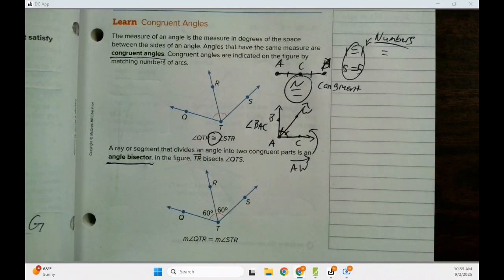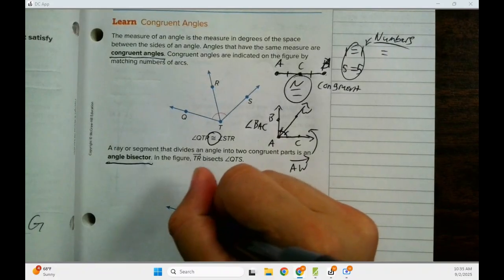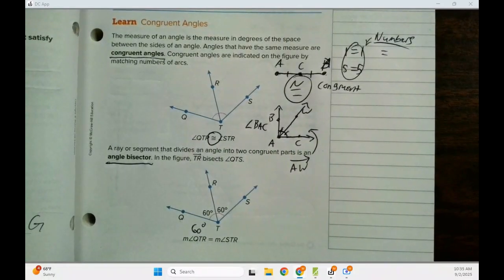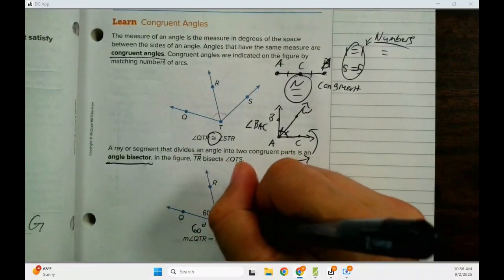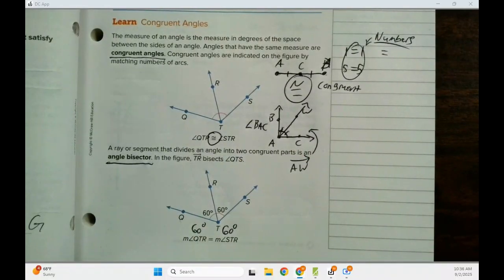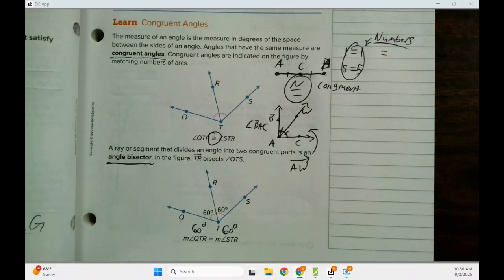So in this figure that we have right here, we have Q, T, and R. What is the measure of angle QTR? 60 degrees. And what is the measure of angle STR? 60 degrees. See how I'm talking about numbers here? I'm not talking about the shapes. I'm talking about the numbers associated with those shapes. Those are equal.